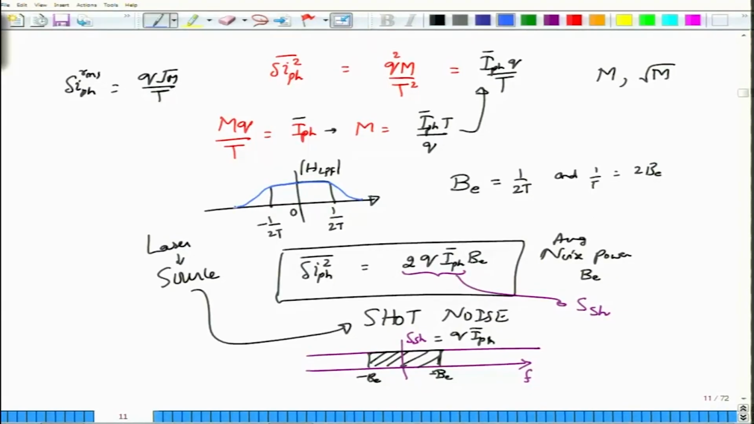In that case, what would be the current? Then you have to go back to this expression and relate this value of T to the value of this low pass filter characteristic. Alternatively, you can simply take the non-ideal low pass filter characteristic, multiply and integrate over the bandwidth so as to obtain the total shot noise power.